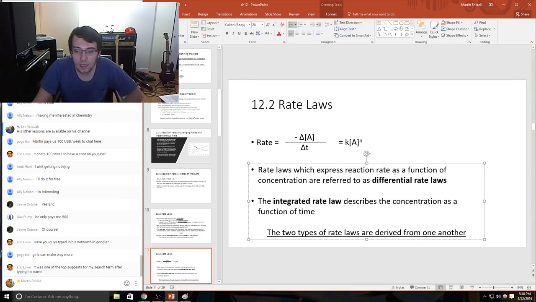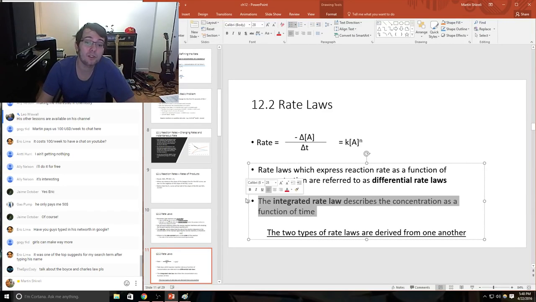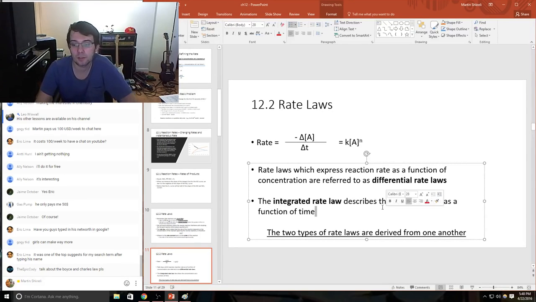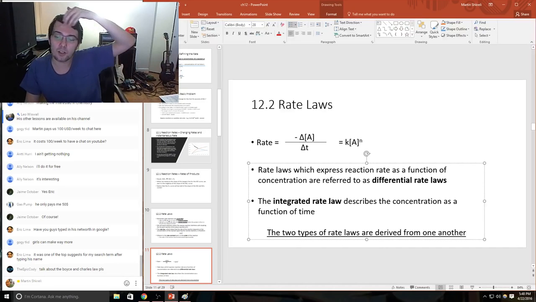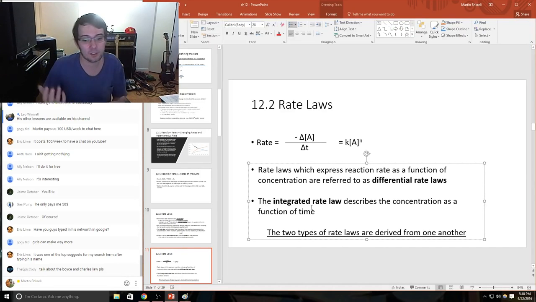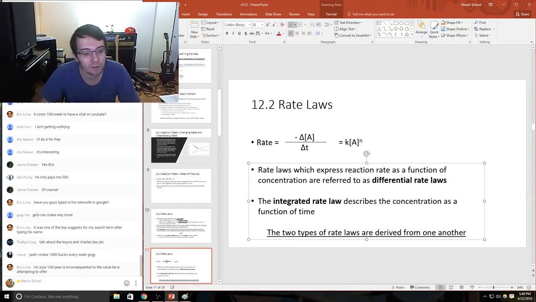And so when we look at rate laws that express the reaction rate as a function of concentration, we would call those differential rate laws. And there's a different kind of rate law, and we refer to that as the integrated rate law, and that describes the concentration as a function of time. So sometimes we'll want to know what the concentration will be at any given time, and sometimes we'll want to know what the reaction rate is given a certain concentration. And what's interesting is we can use math, and especially calculus, if you're familiar with differentiation and integration, they're opposite procedures. We can use those to derive one from another.